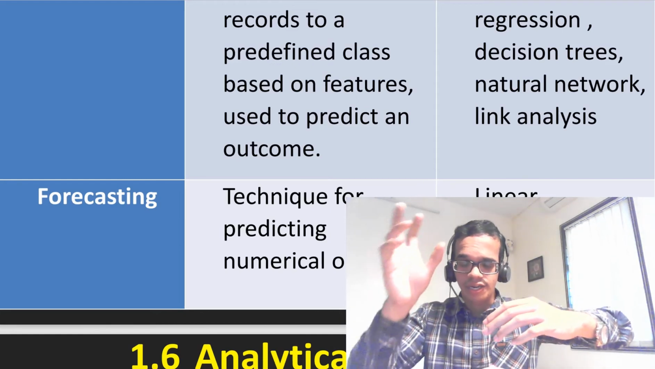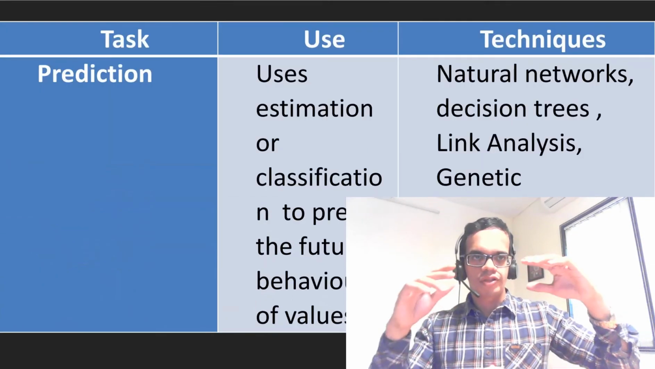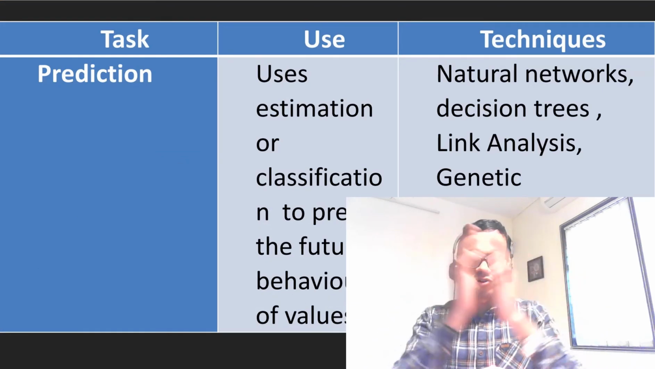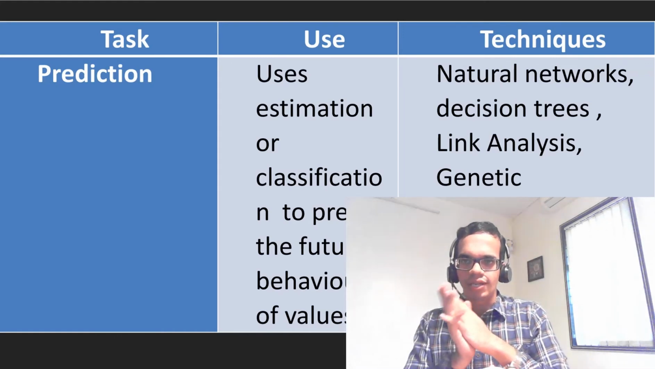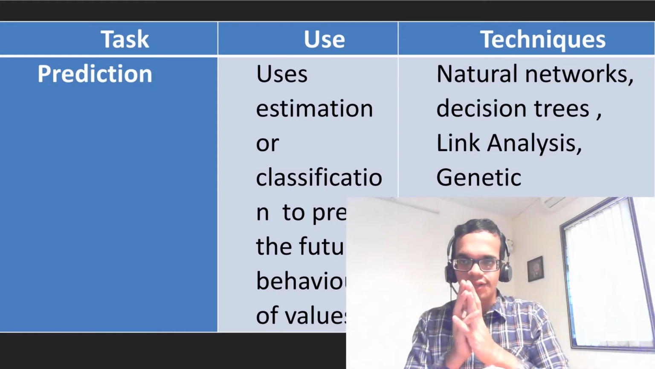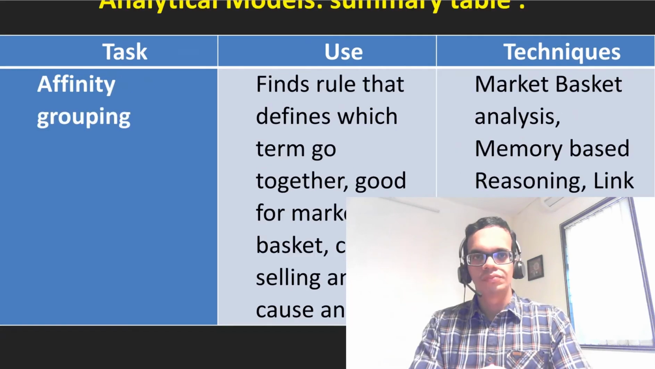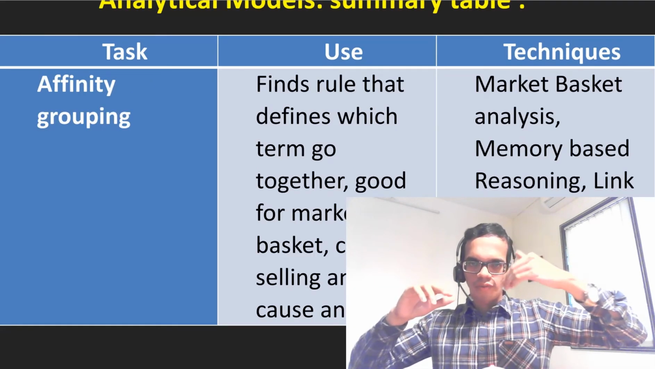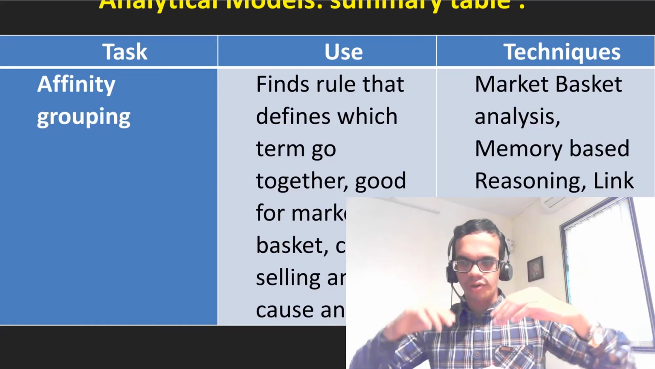It is linear regression and neural networks for understanding the business models, predictions, estimations, and the classification of the project for future behavior, products, and business values. The techniques are neural networks, decision trees, link analysis, and market basket analysis. Business affinity grouping is used to define which items go together, for market baskets, cross selling, and root cause analysis.